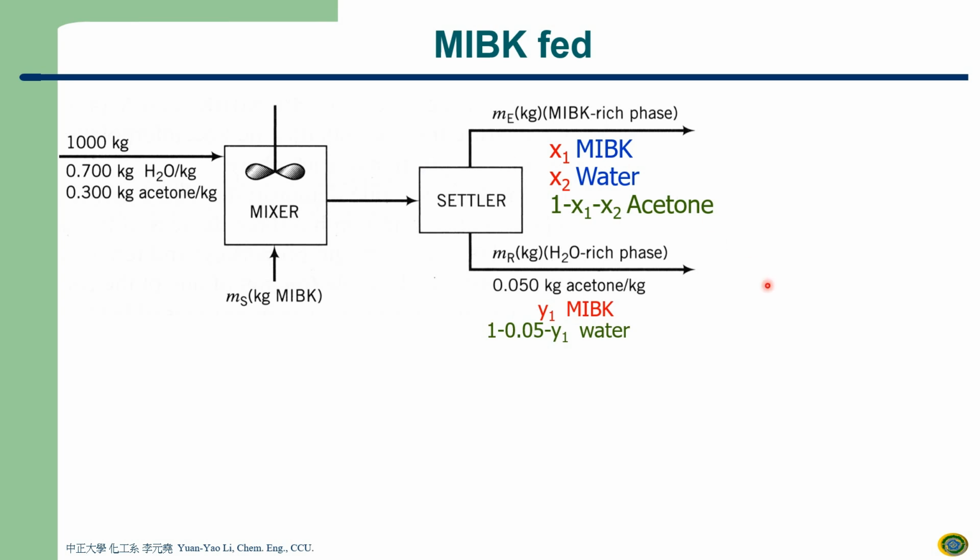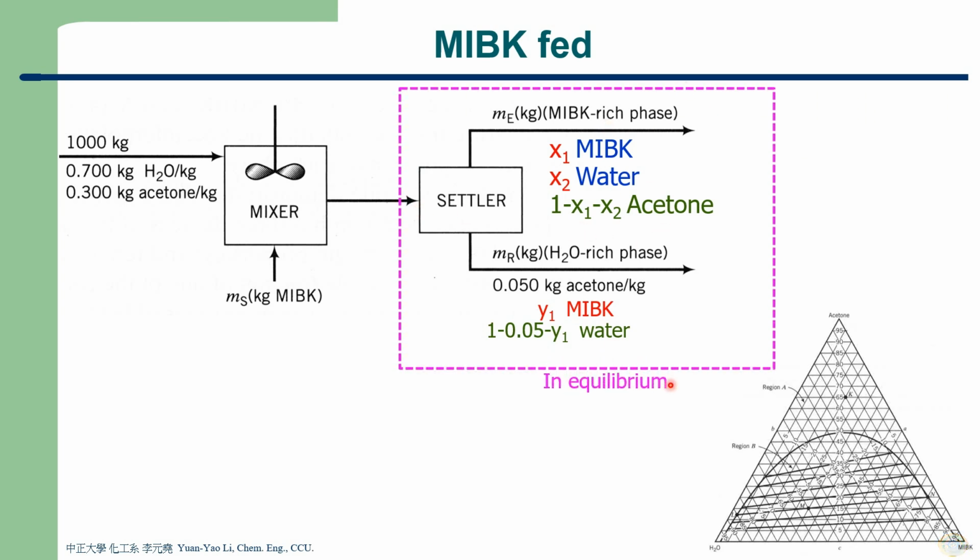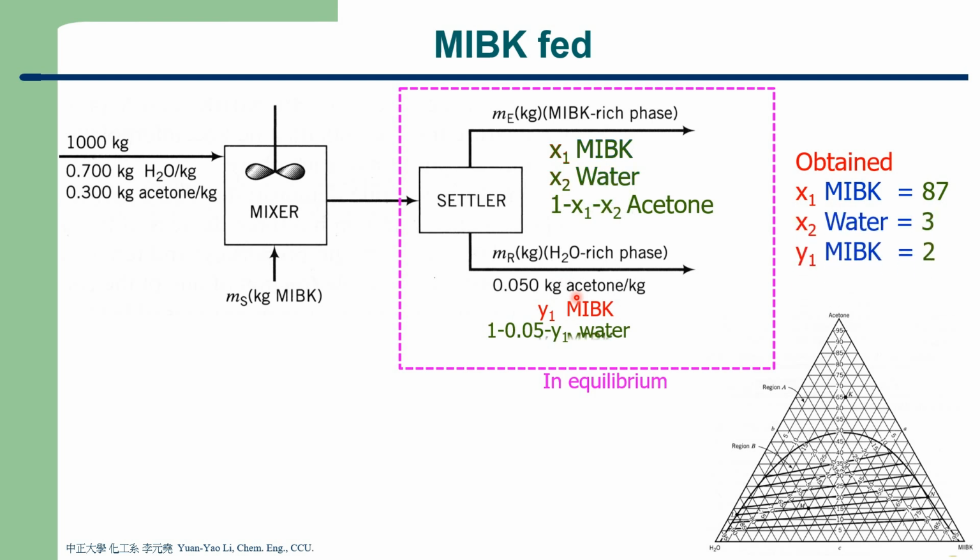So now let's write down what we get. This reaches equilibrium, and we can use this triangle diagram to obtain x1, x2, and y1. Why? Because of the equilibrium. Okay, so there are another 3 unknowns here: 1, 2, 3.